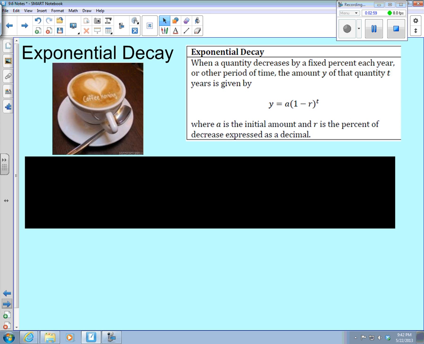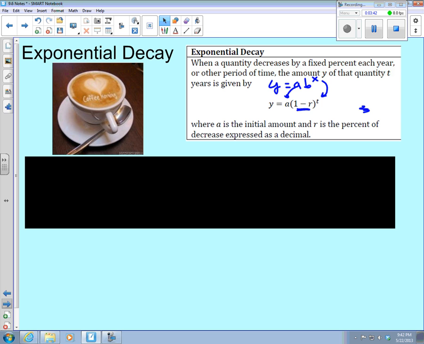Anyway, exponential decay. When a quantity decreases by a fixed percent every year over a period of time, the amount of the quantity after t years is given by this. Now, this is no different than y equals ab to the x, except x is now t. It's my time. a is still your initial amount. This 1 minus r is your b. If you didn't have the r at all, it would be 1. It wouldn't change in price at all. It would stay that original amount. But because you're subtracting r, that's the decay, the percentage of decay every year.